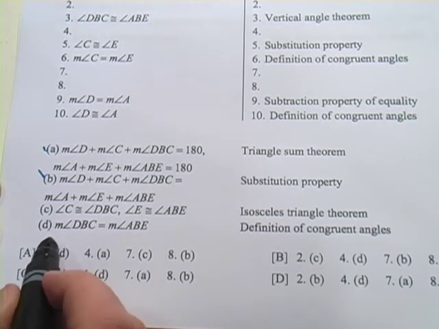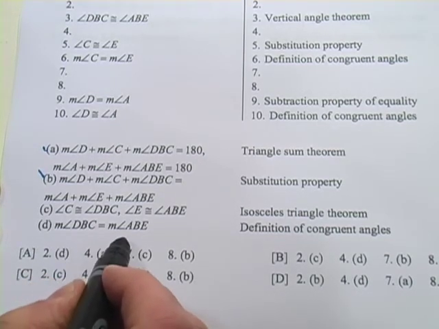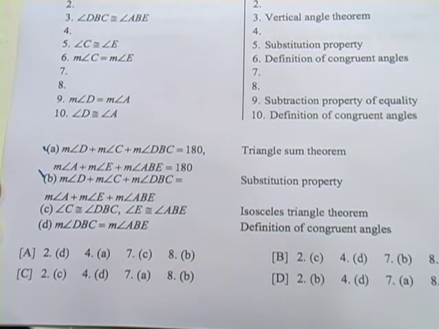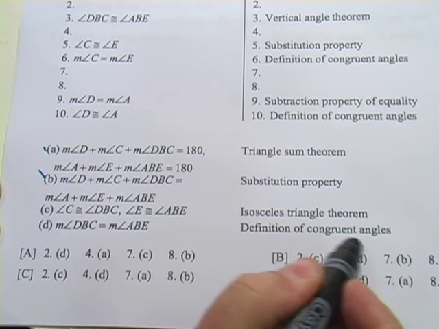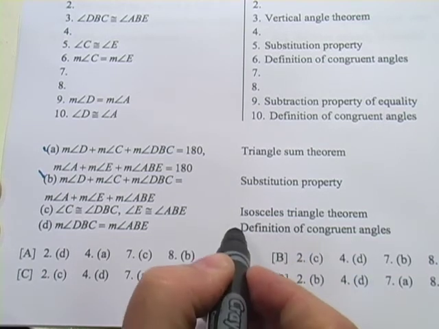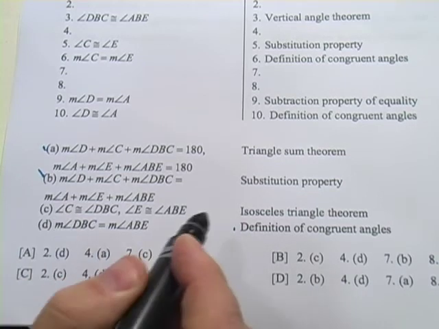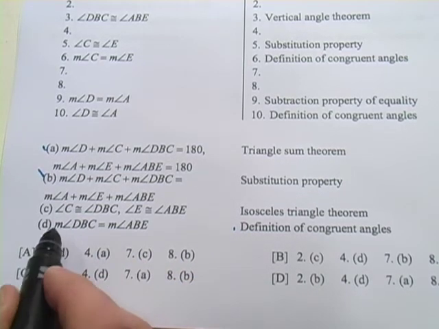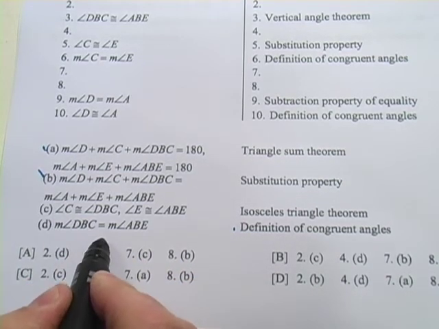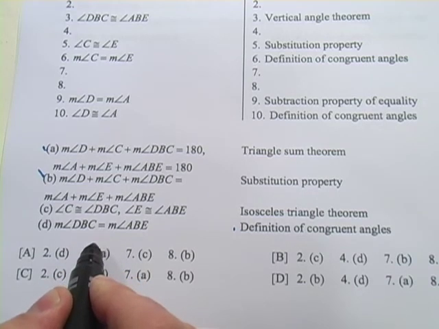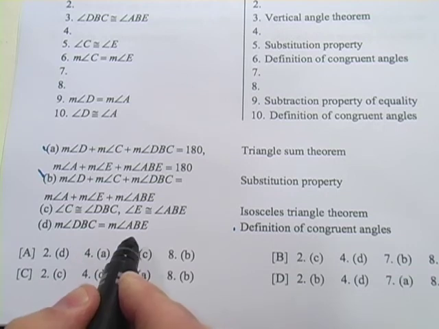And then finally, we have the measure of DBC equals the measure of ABE. And that's here on the vertical angle. Those are the vertical angles. And that's the definition of congruent angles. Well, this one is something you should kind of get to know, because when you say that the measure of an angle equals the measure of an angle, usually that follows the idea that the angles are congruent. Angles are congruent, therefore their measures are the same.